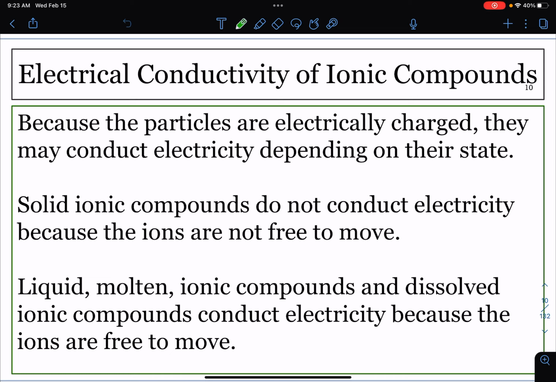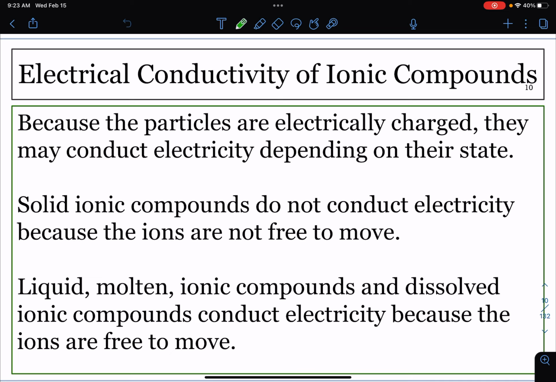Because ions are made up of electrically charged particles, they can conduct electricity depending on their state of matter. Solids can't conduct electricity because the particles are stuck in their lattice structures and can't move. We need freely moving ions or electrons in order to conduct electricity. Ionic compounds dissolved in water conduct electricity as the ions are free to move around in the water. This is why we need to get out of the pool during lightning storms and why we don't use electrical equipment in the bath or near a sink filled with water.